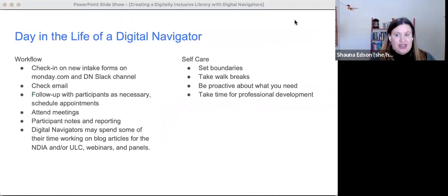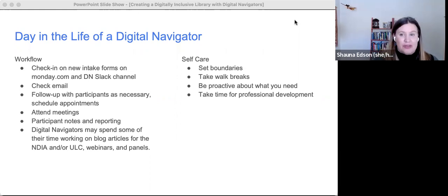Okay, so a day in the life of a digital navigator. All of our digital navigators that worked for the city library worked remotely. Some of the digital navigators that worked with our community partner organizations worked in person. But the basic expectations for a day in the life of a digital navigator were checking in on new intake forms, checking email, following up with participants as necessary, and scheduling appointments.